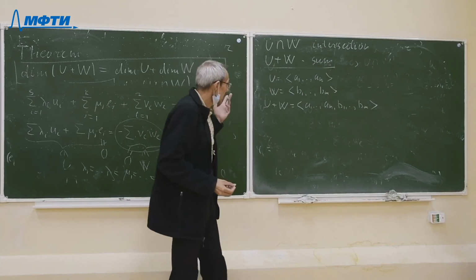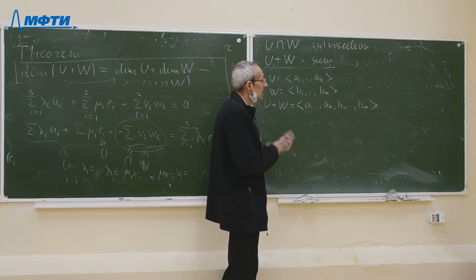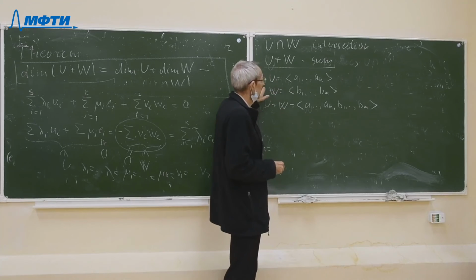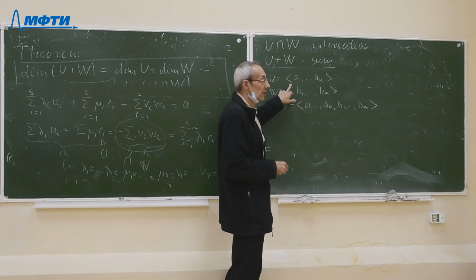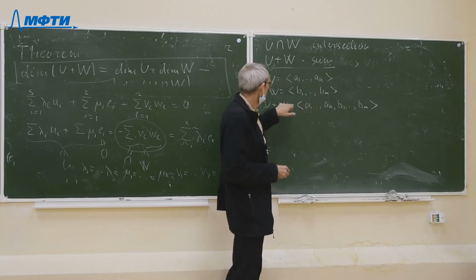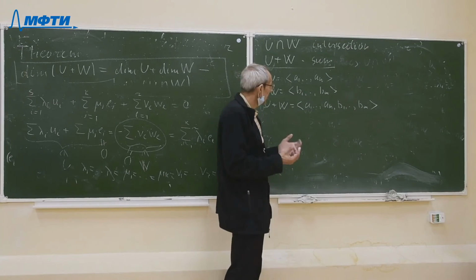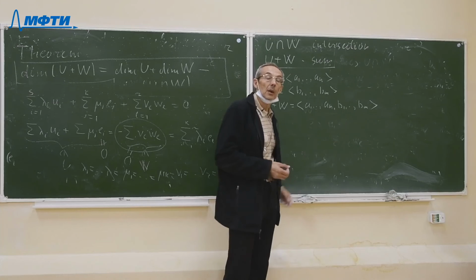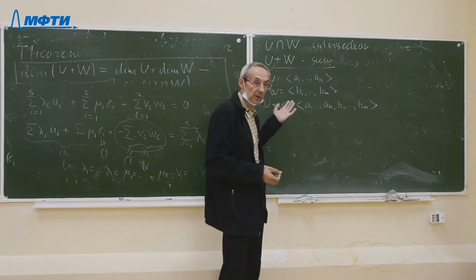Easy to see that by definition the sum is the set of sums of a vector from this space and a vector from that space. Any vector of the first space is a linear combination of these vectors, and a vector from the second is a linear combination of those vectors. The sum of linear combinations is a linear combination of the union of the generating systems. And this fact is evident enough.